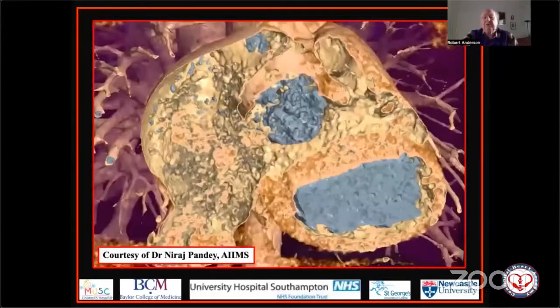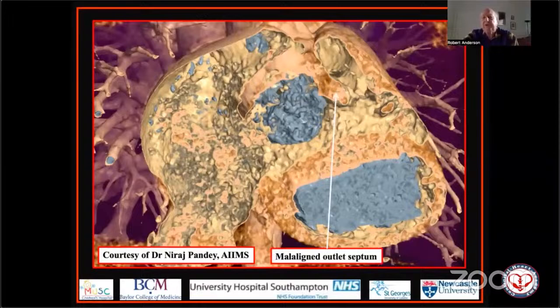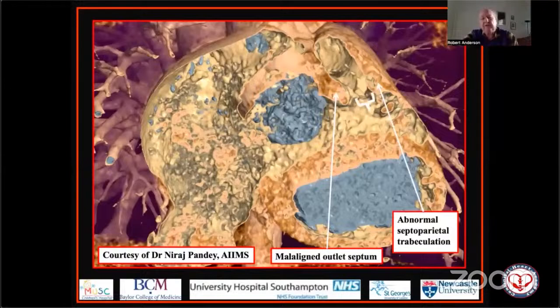And let me show you this beautiful computed tomogram that was produced by Neeraj Pandey. I introduced you to Neeraj during the last session. He is a consultant radiologist at the All India Institute of Medical Sciences in New Delhi in India. And he produces now these exquisite virtual dissections for me. And here he's showing you this example of tetralogy. There you see the phenotypic features, the malaligned outlet septum, the abnormal septoparietal trabeculations. There is the squeeze that tells us we're dealing with tetralogy.